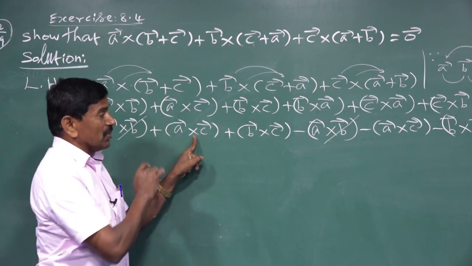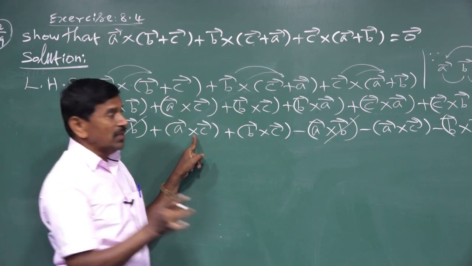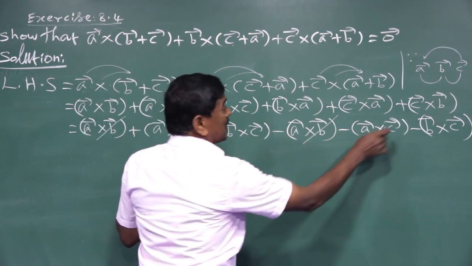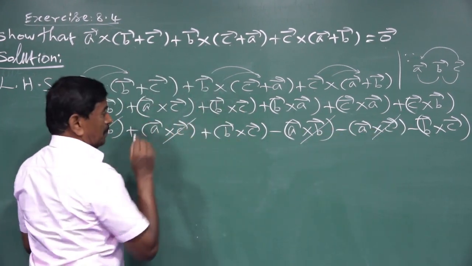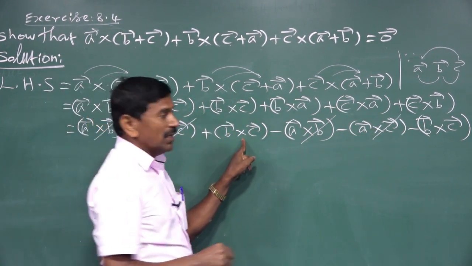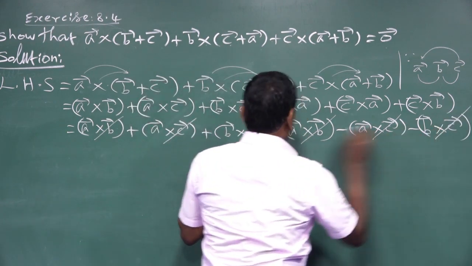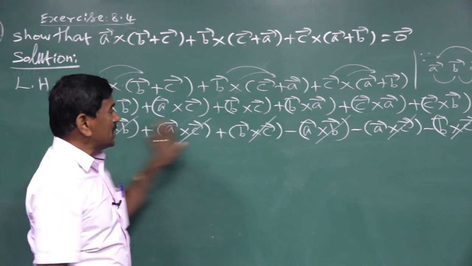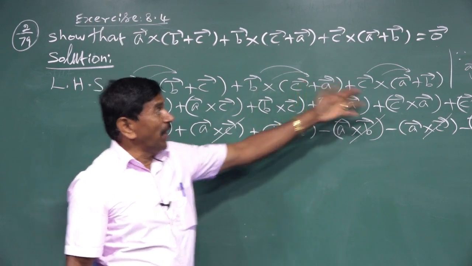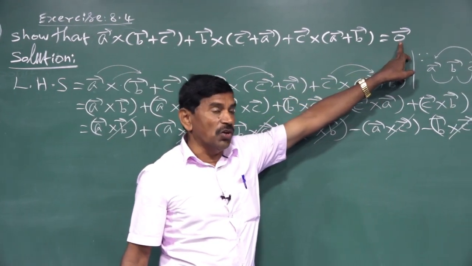Plus A cross C. Where is A cross C? Find out. Plus A cross C minus A cross C, cancel in pencil. Plus B cross C minus B cross C, so cancel. All the 6 terms are cancelled. Then finally we are going to get 0 vector.